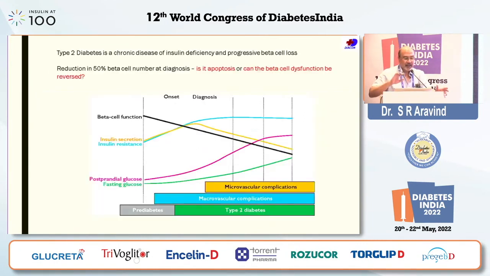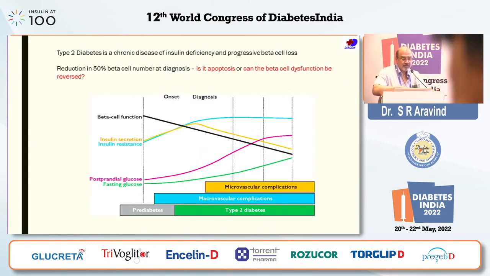Okay, now let's start with the story. We know that type 2 diabetes is a chronic disease of insulin deficiency and progressive beta cell loss.